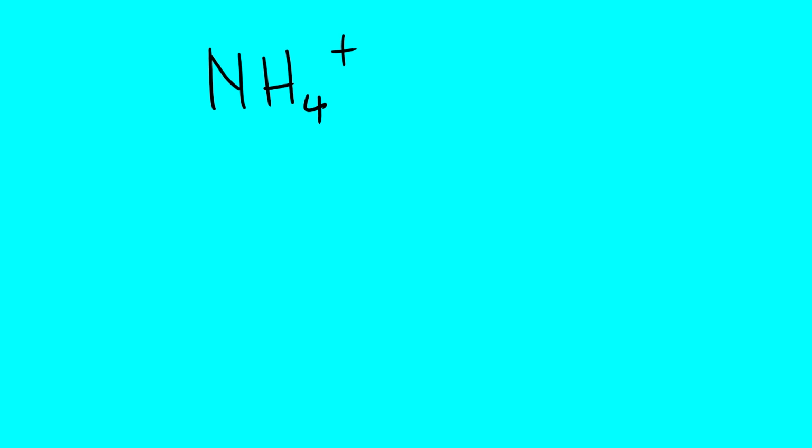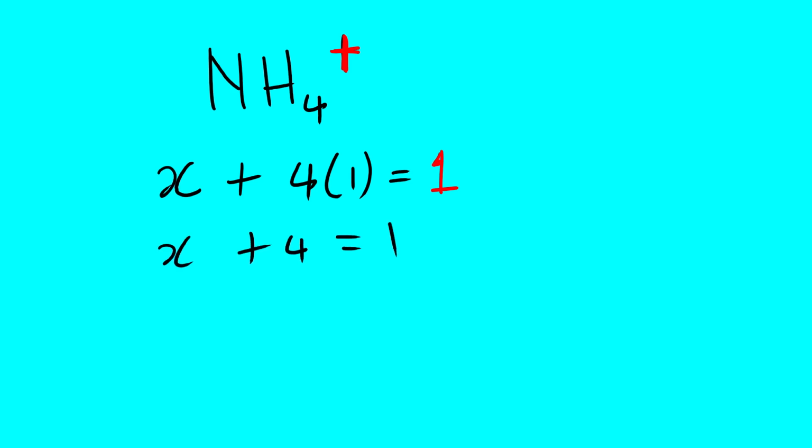What is the oxidation number of nitrogen in this ionic compound? You can see that the overall is 1 plus, and we have 1 atom of nitrogen plus 4 atoms of hydrogen, each 1, equals 1. X plus 4 equals 1. X equals 1 minus 4. X equals negative 3.